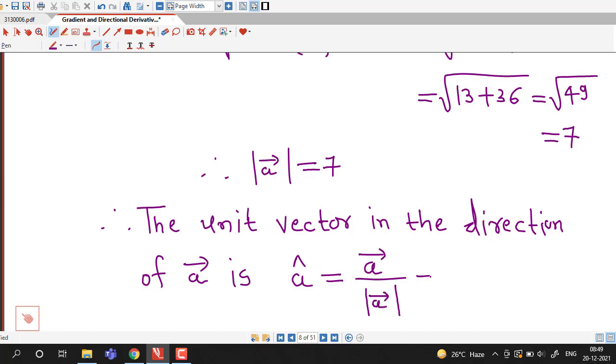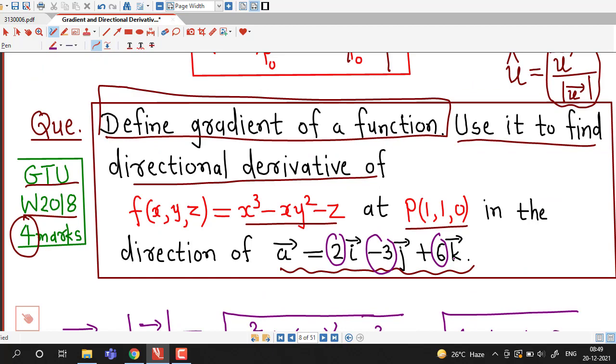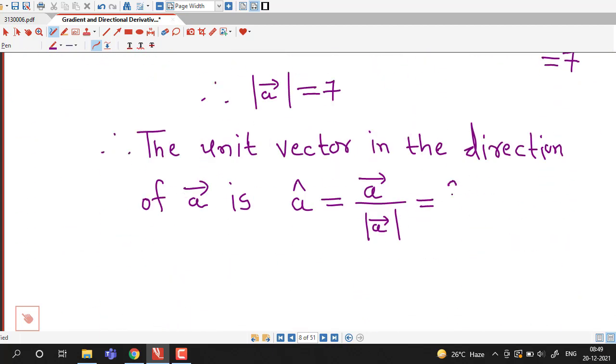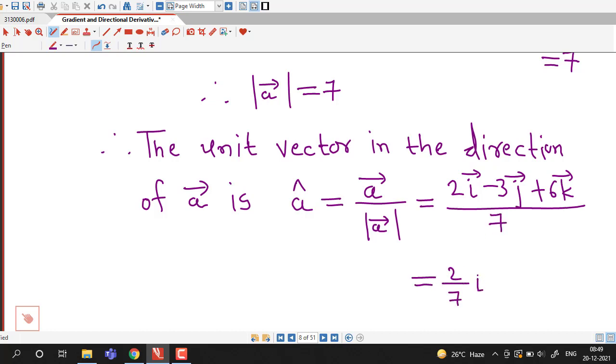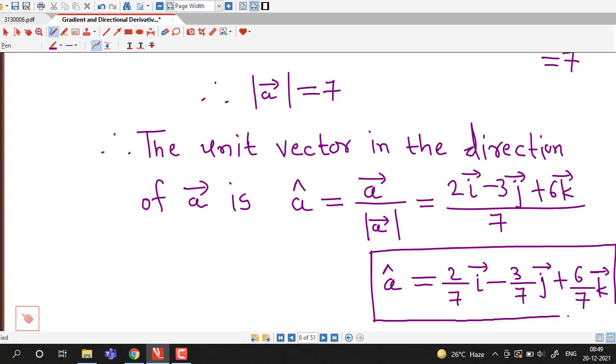its length. Now a bar is 2i minus 3j plus 6k, so 2i minus 3j plus 6k divided by 7. This we can rewrite as 2 by 7 i minus 3 by 7 j plus 6 by 7 k. It doesn't matter whether we write the cap notation or this vector notation. So this is the unit vector which we will use in the formula of directional derivative.